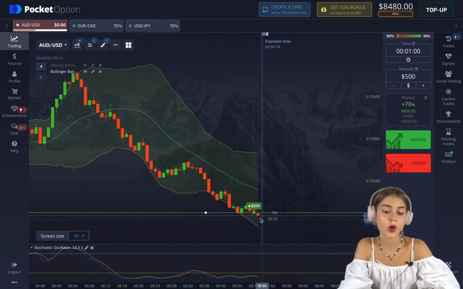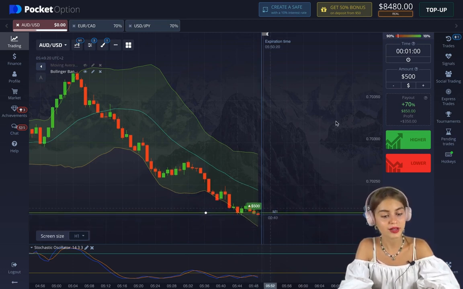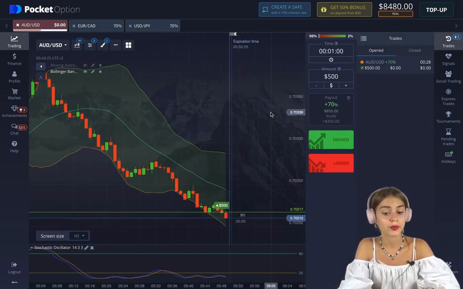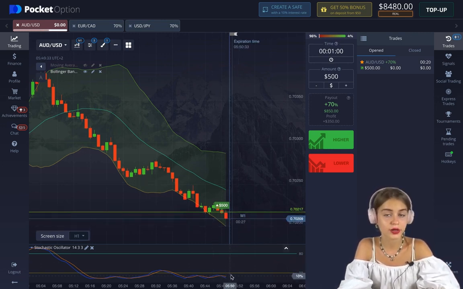Maybe we'll fall even lower right now, but I'm gonna risk and bet less than 10% of my deposit, which with higher. In case if anything, we'll open another two deals lower with higher as well, because stochastic is in oversold zone.